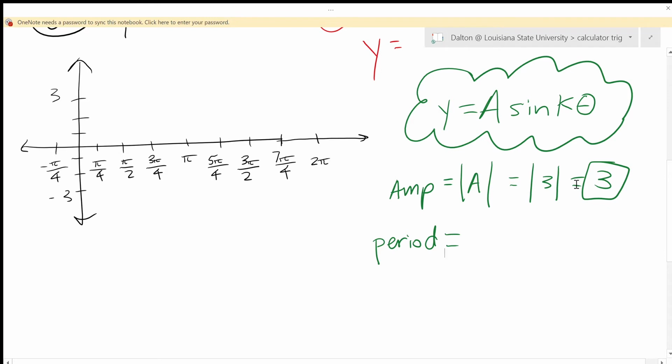Yes, keep going. How long the entire... There you go. So how long it takes for it to complete one cycle. Visually, that's what a period is. Algebraically, how do you find the period of a trig function?